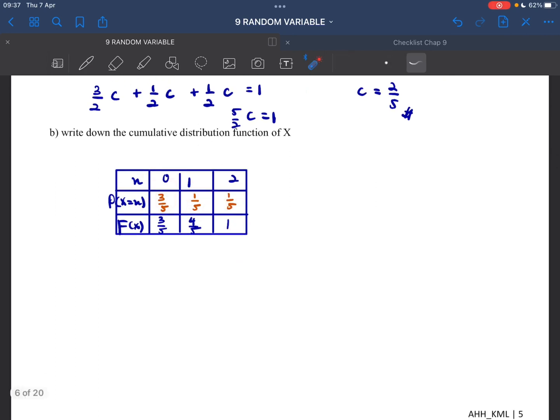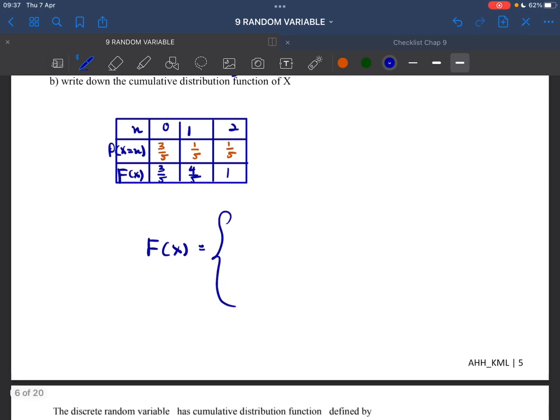But the question asks cumulative distribution function. So you have to write your function. So capital F(x). So here we have, always start with 0 and with 1. That is how we write cumulative distribution function. So what we have here is 3 over 5, 4 over 5.